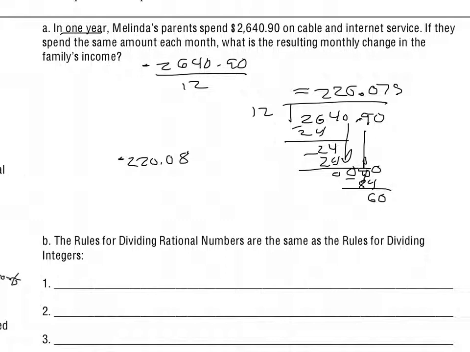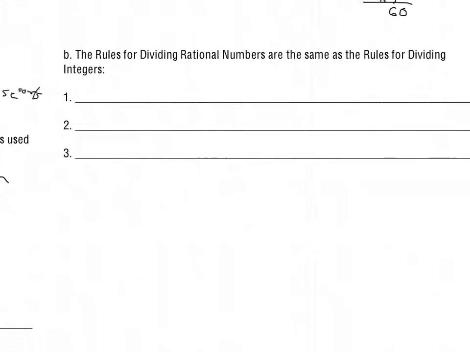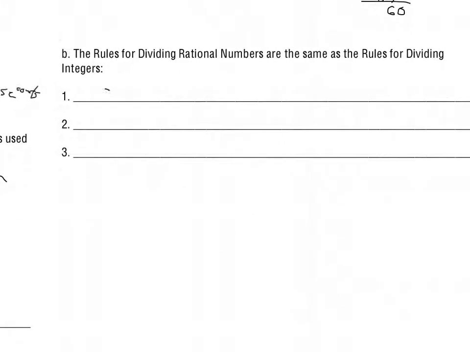Negative, because we have a negative divided by a positive. Rules for dividing, very similar to that of multiplication. Divide absolute values.